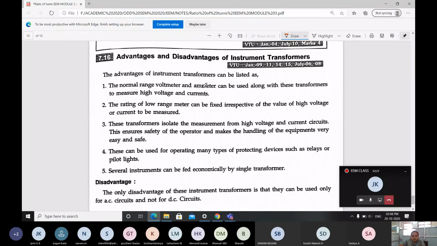This is important again for 5 marks. The first point is that a normal range voltmeter and ammeter can be used along with these transformers to measure high voltage and currents. From the transformers, it is easy to find the high voltages and currents. The second one is that the rating of low range meters can be fixed irrespective of the value of high voltage or current to be measured. Small range voltmeters also we can connect.